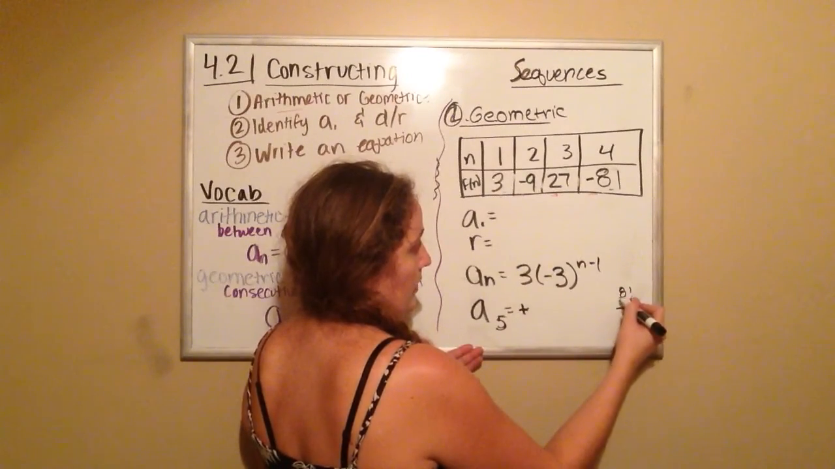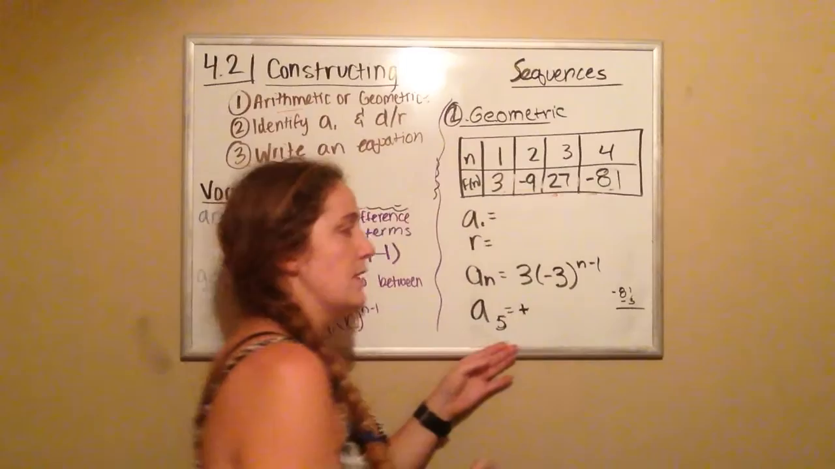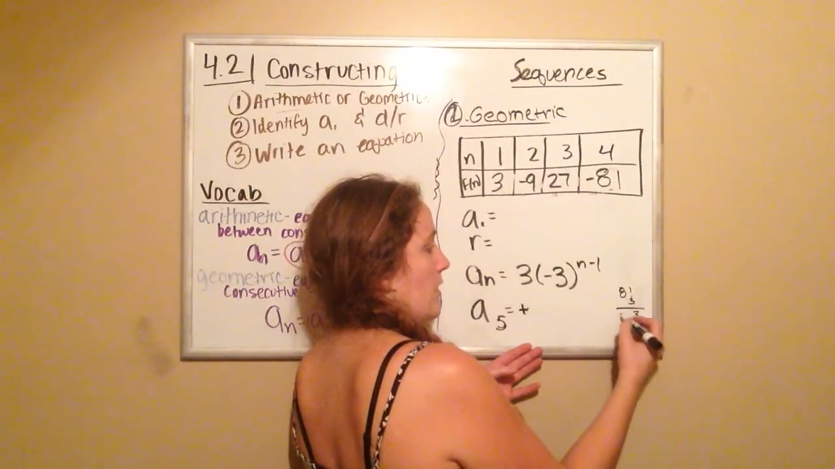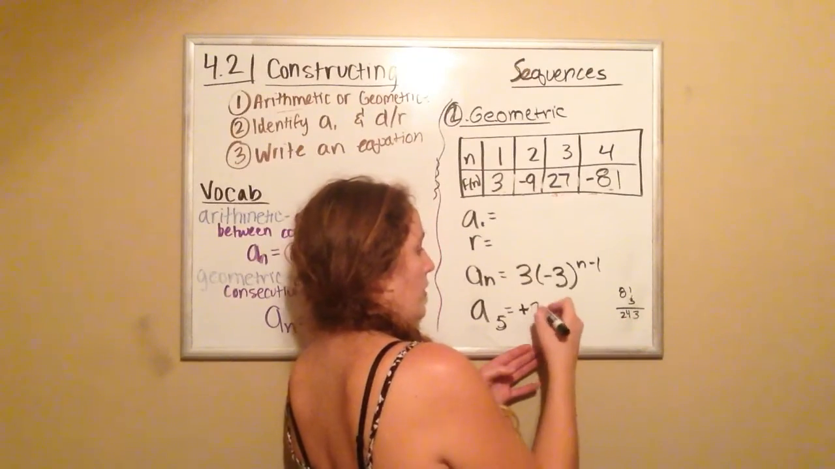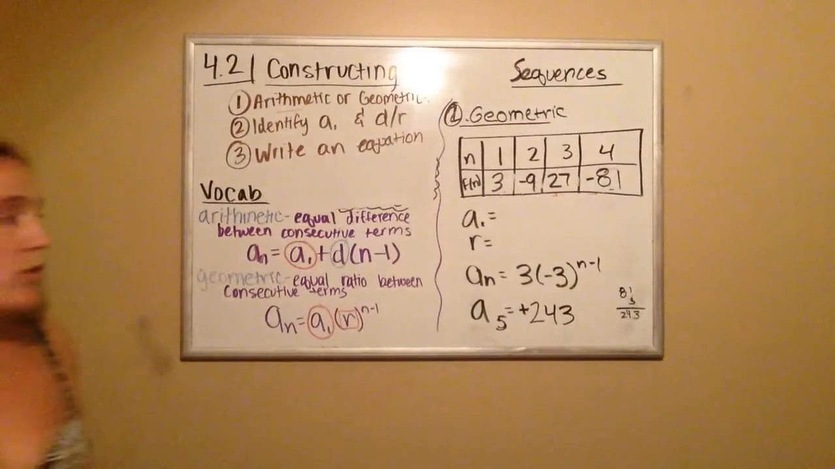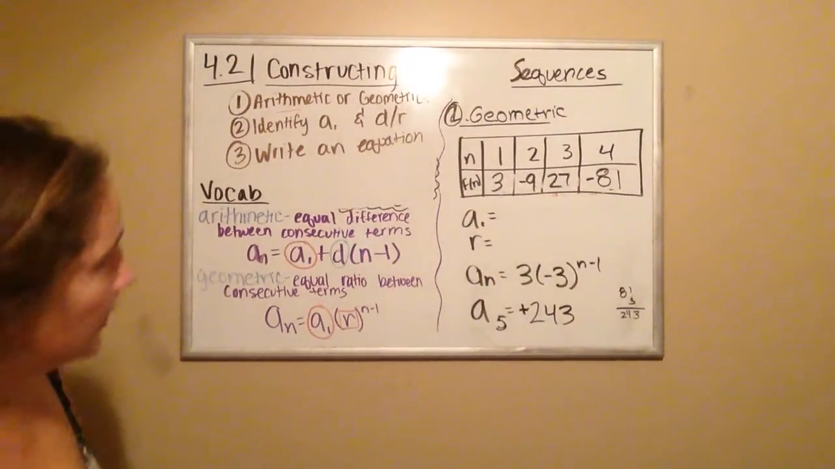Negative 81 times negative 81 times negative 3, those turn into positives. Let's just see what 81 times 3 is. 3, 24, 243. If you didn't get that, go ahead and make sure you go back and figure out what went wrong.